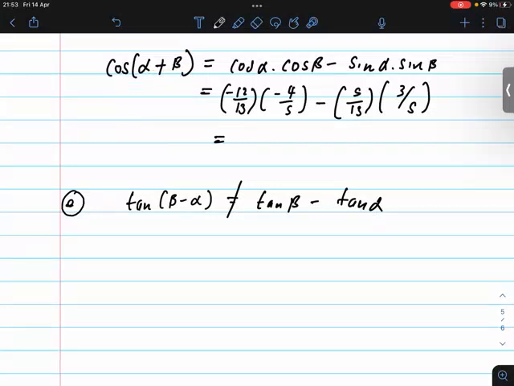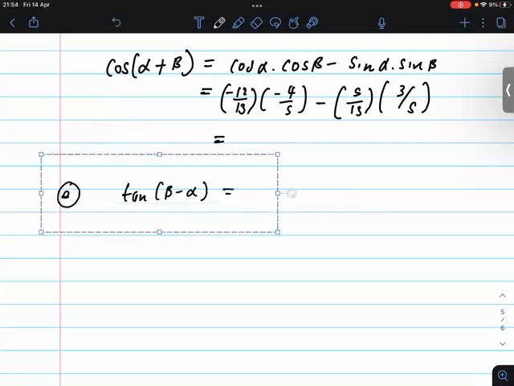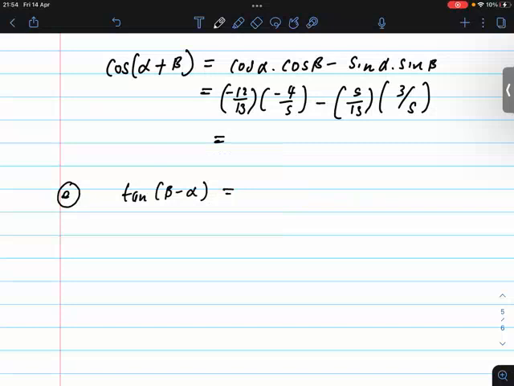So who wants to give a try? Sir, isn't tan the same as sine over cos? Yes, it's the same. So what must we do? We must change this to a ratio in terms of sine and cos. So that is sine of beta minus alpha over cos of beta minus alpha. Are you following, Andy?